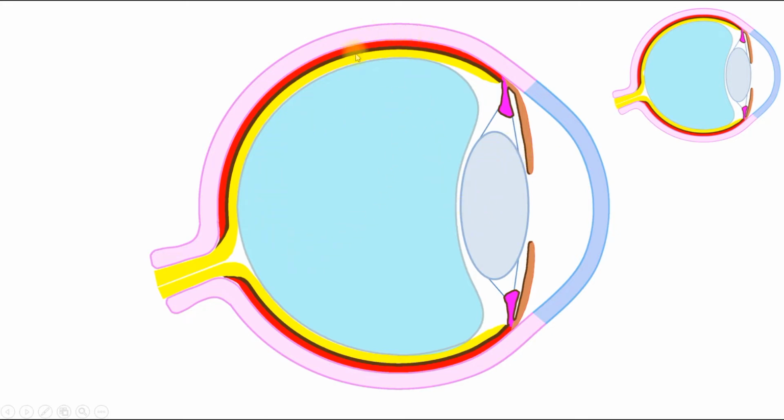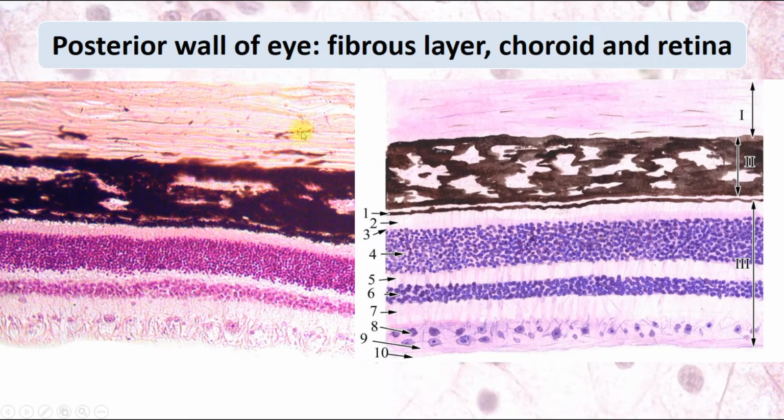And also we have the wall of the eyeball. Here you can see a histological slide which is called the posterior wall of the eye. Here we can see the 3 basic layers of the posterior wall of the eye. It's the fibrous layer. In this place it's sclera. Next it's uvea. In this place it's choroid. And the innermost layer is the retina. The 3 layers of the posterior wall of the eye are visible on this slide.